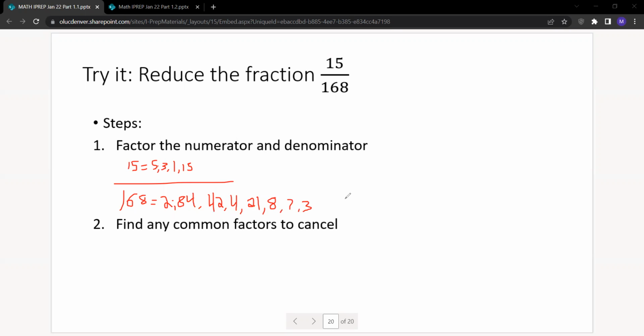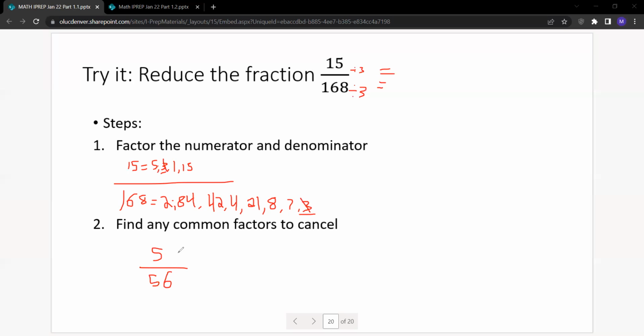So as you can see, there's not that much overlap between these. So the main one we're going to get is 3, right? So we can cancel out the 3. And then if we multiply these back together, we'll get our main answers. Or another thing we can do is just divide these by 3 on our calculator. And we do that. What's 15 divided by 3? 5. And what's 168 divided by 3? 56.